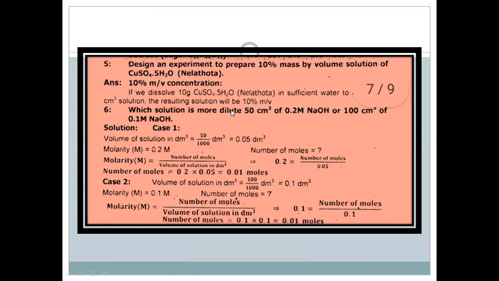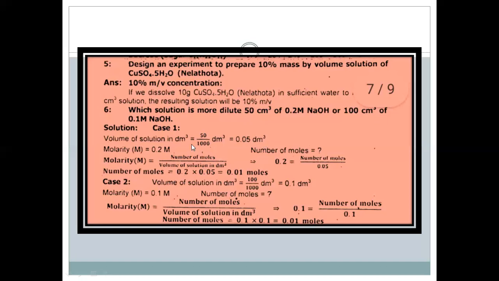Question number 6, which solution is more dilute? 50 centimeter cube of 0.2 molar sodium hydroxide or 100 centimeter cube of 0.1 molar sodium hydroxide. For this we will find the number of moles for both solutions. Both are sodium hydroxide, so we will use the molarity formula. First we write the formula and put the values after converting the volume from centimeter cube into decimeter cube, and we get 0.01 moles.